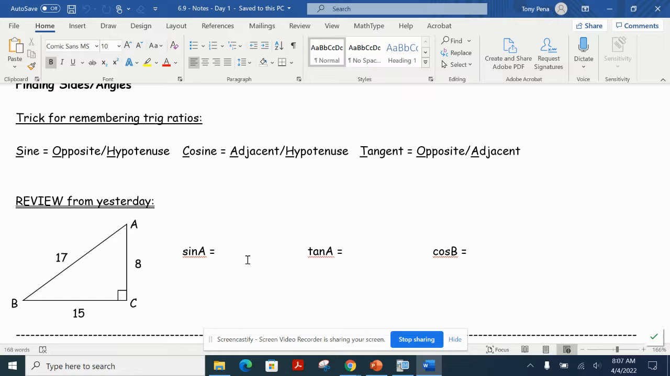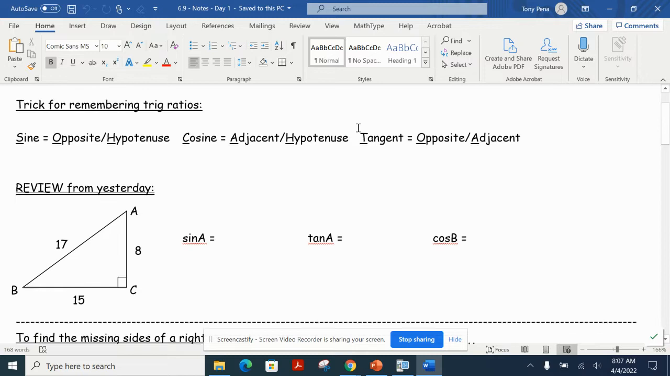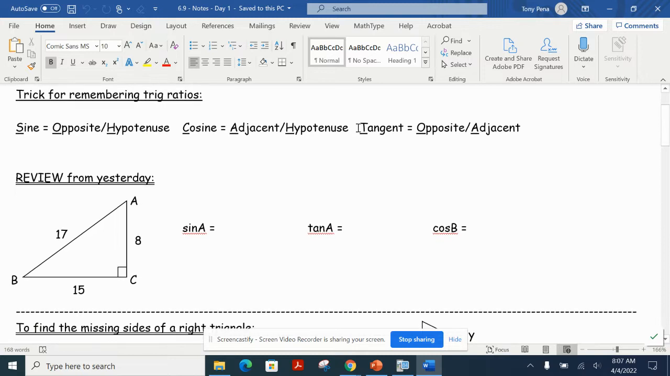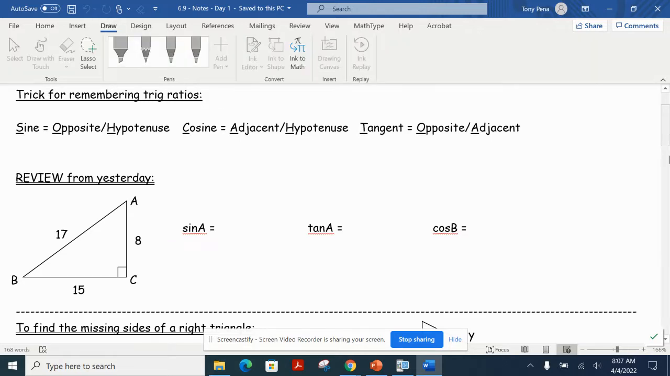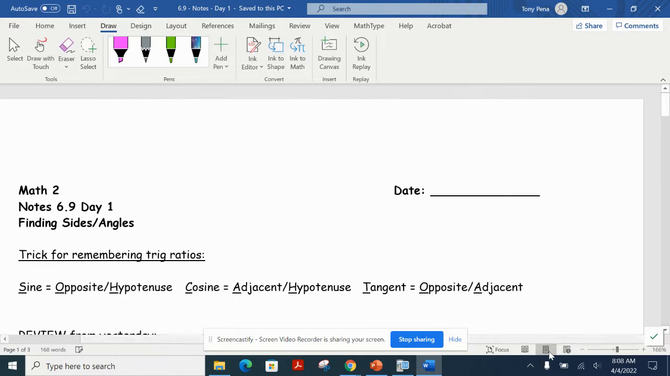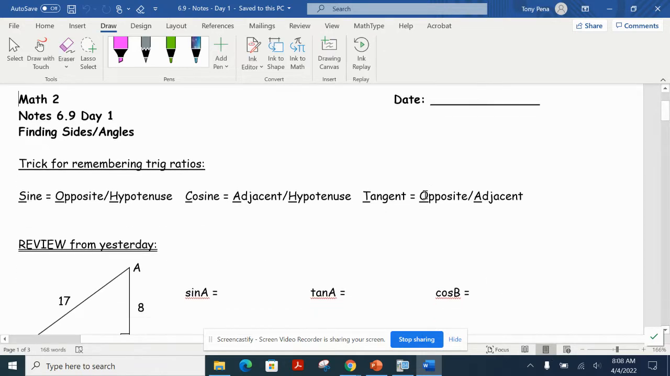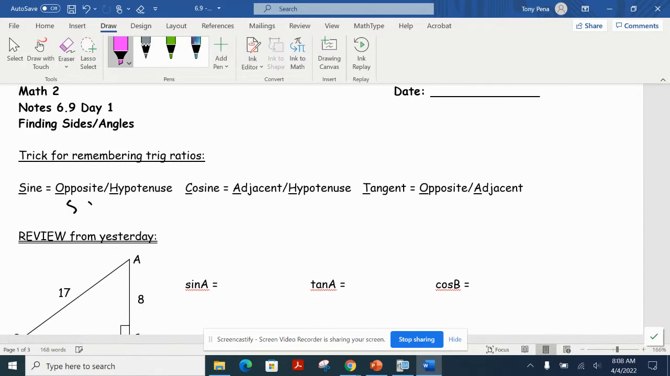So this was the basic. We spent a couple days on this, and again, Friday walking around, everybody was doing pretty good on this. If you put all these things together, I don't write it out, but in terms of what's highlighted up here, this sets up the whole little SOH CAH TOA.